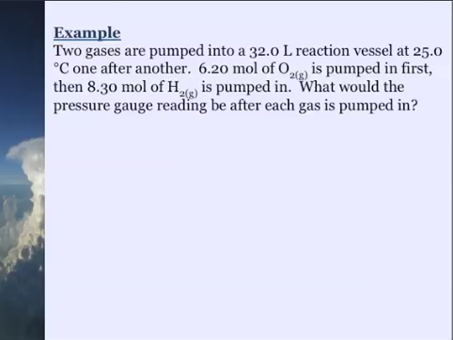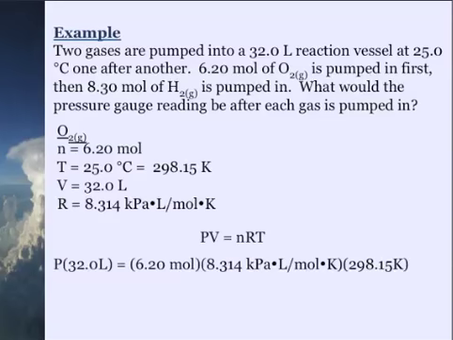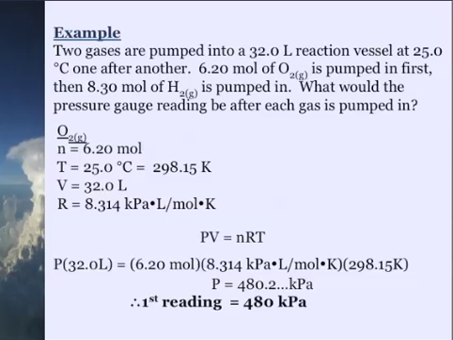Well, we have here our oxygen gas. This is the information for the oxygen gas. This is what I know about my oxygen gas, and what I need to figure out is my pressure. Pressure is what I don't know. Now I have my equation, PV equals nRT, substitution, and I've solved for the pressure. So the first reading is 408 kilopascals before I add in my hydrogen gas.